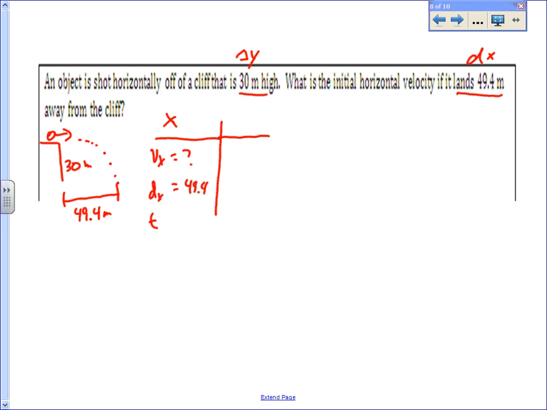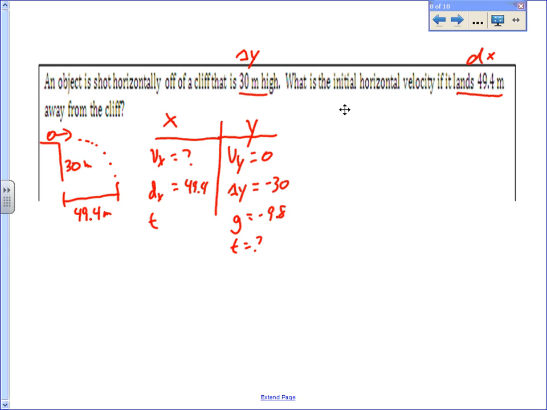On the y side, we always start with the v sub y, the delta y, the g, and the t is something we'll be looking for.